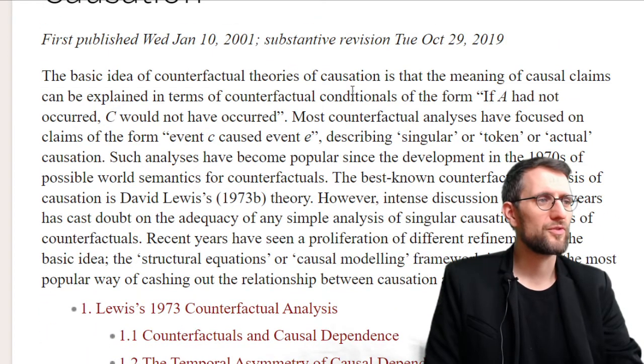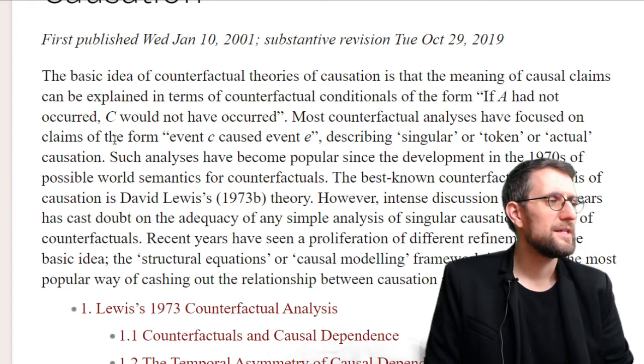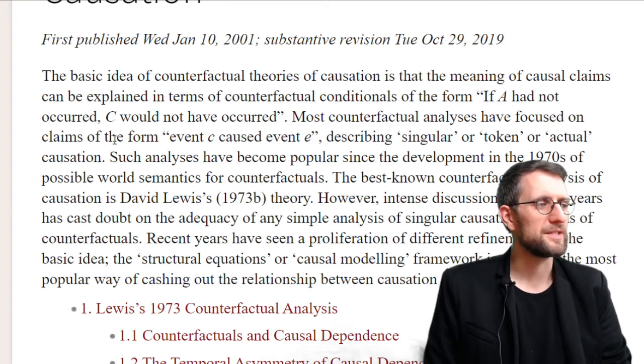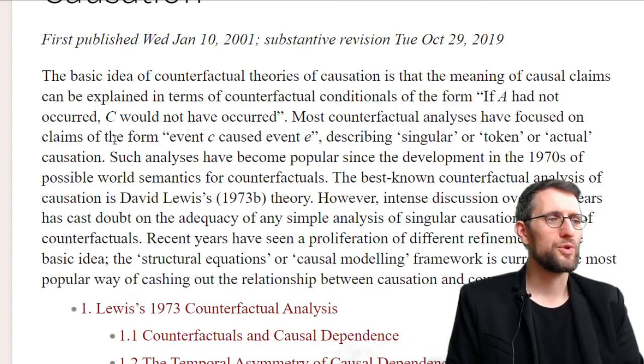So the basic idea of counterfactual theories of causation is that the meaning of causal claims can be explained in terms of counterfactual conditionals of the form, if A had not occurred, C would not have occurred. Most counterfactual analyses have focused on claims of the form event C caused event E, describing singular or token or actual causation. Such analyses have become popular since the development in the 1970s of possible world semantics for counterfactuals. The best-known counterfactual analysis of causation is David Lewis' theory.